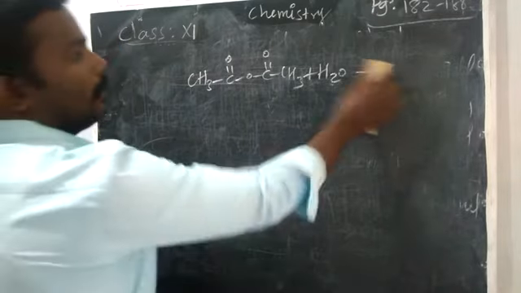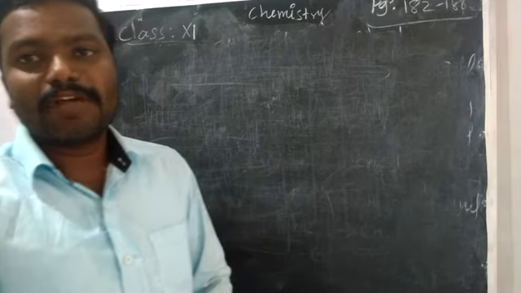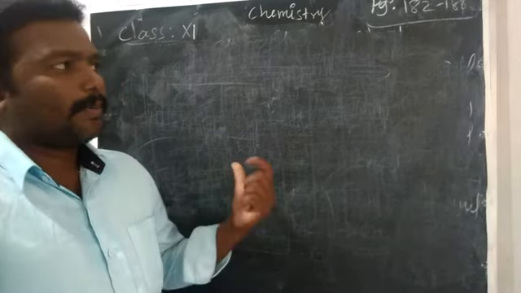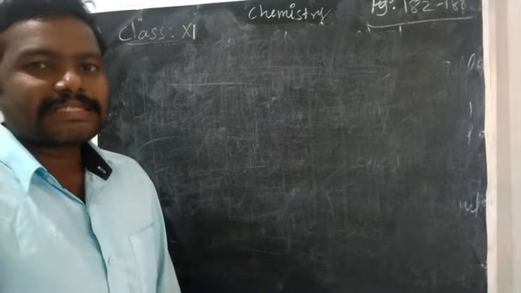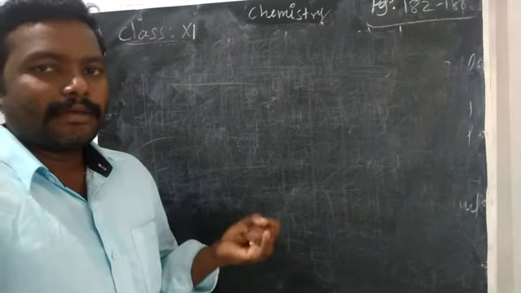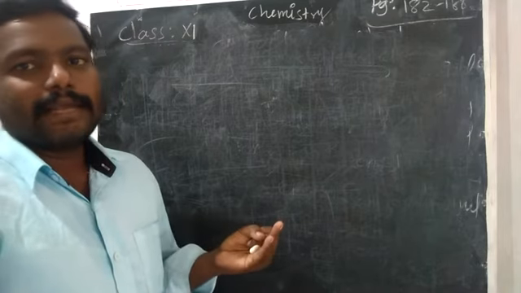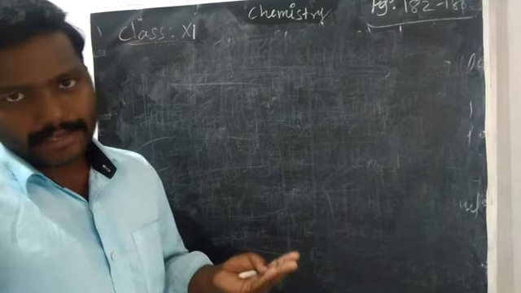Today we are going to learn some chemical preparations of carboxylic acid derivatives. What are they called? Carboxylic acid derivatives: acid halide, acid anhydride, ester, and then acid amide.